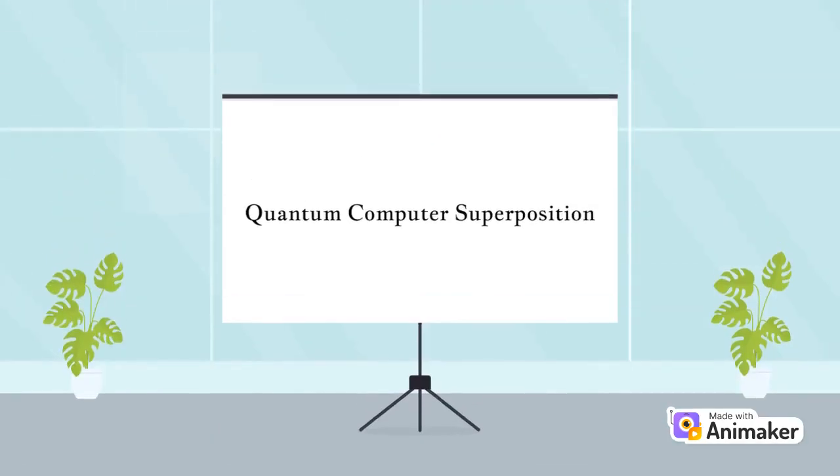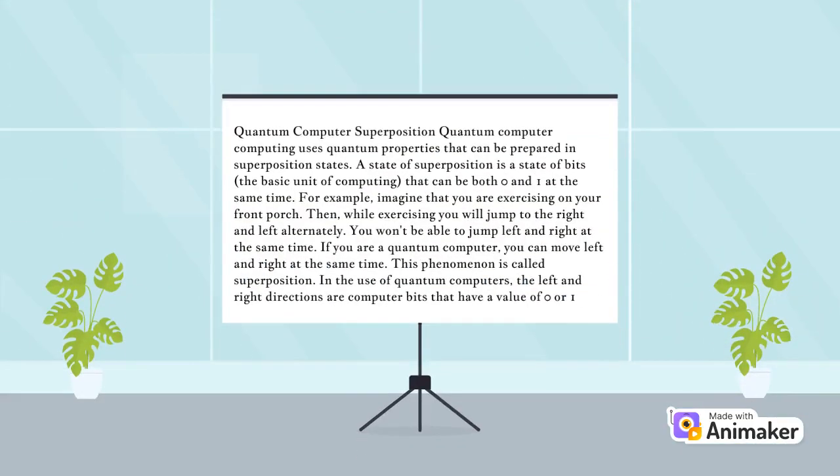Quantum computer superposition. Quantum computing uses quantum properties that can be prepared in superposition states. A state of superposition is a state of bits, the basic unit of computing, that can be both 0 and 1 at the same time.